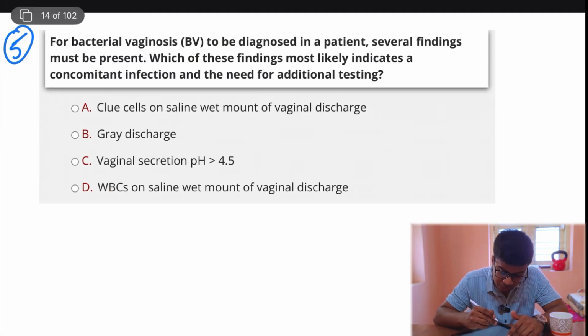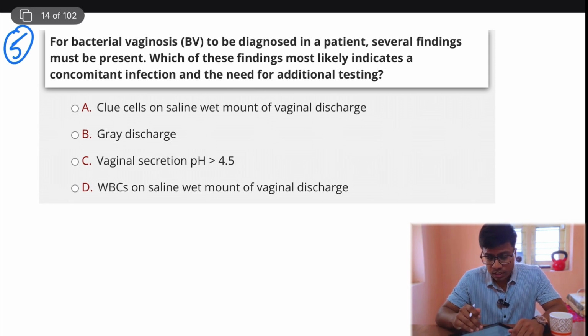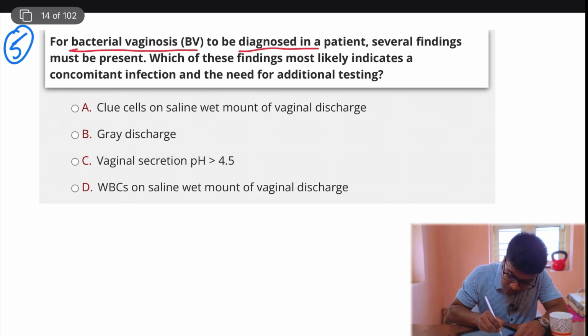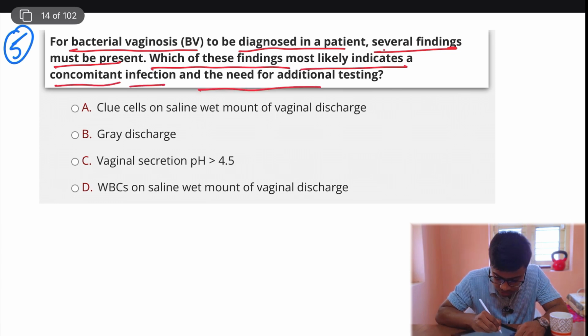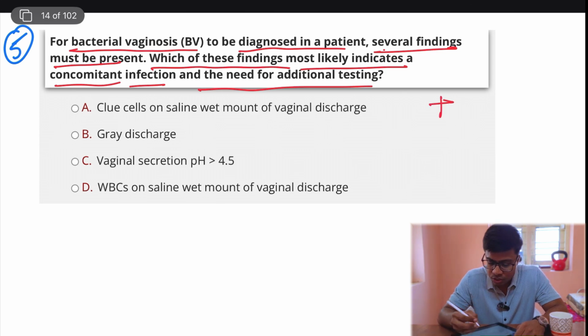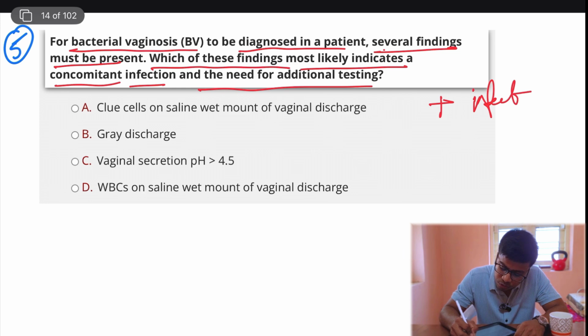Then fifth question, bacterial vaginosis. These infections are very important for this examination, especially FMGE, because a lot of times they ask it and we get confused here and there. So bacterial vaginosis, to be diagnosed in a patient, several findings must be present. Which of these findings most likely indicate a concomitant infection and a need for additional testing? So bacterial vaginosis: clue cells on saline wet mount, vaginal discharge, it is present, but they're asking which of this most likely indicates a concomitant infection, that is one more infection we have to find out.